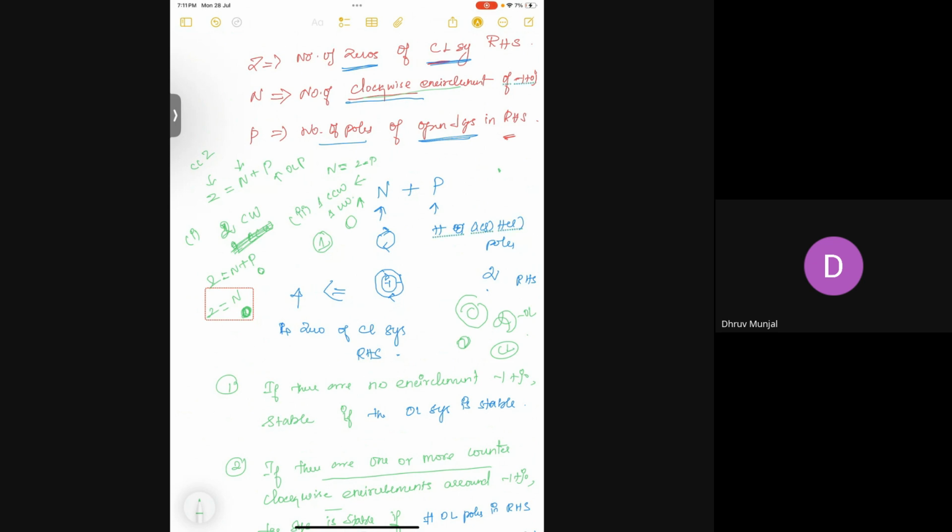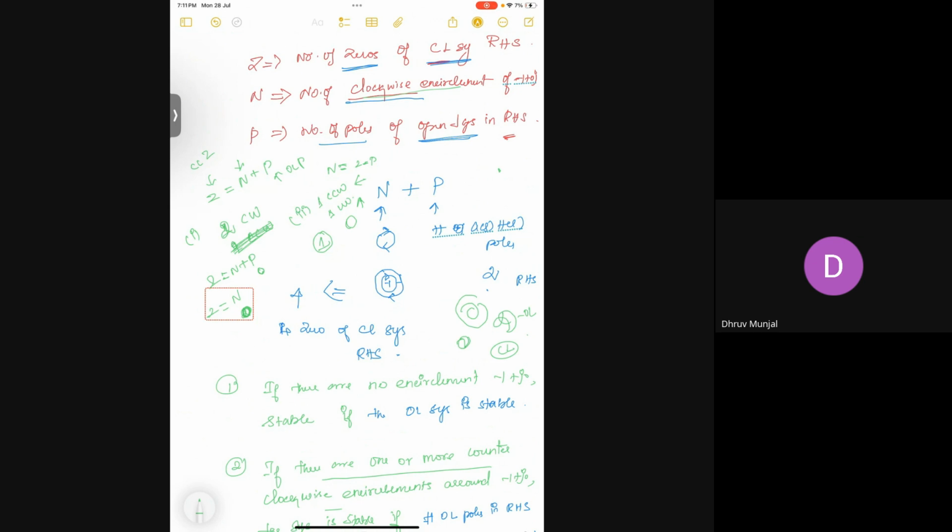Because for poles anti-clockwise circles are there, you are telling there is no poles. That's why the compensation is there. No, this is a kind of reverse question.